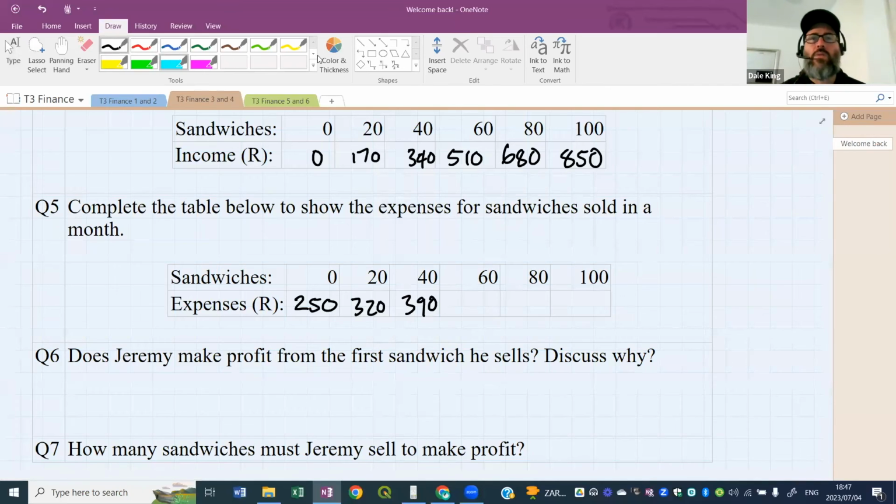Now, this is important. When we do the graphs on Thursday, remember that value there. It's important. All right. Katlego, help us out with 60. What are we getting for 60? It's 460. Good. And 80?